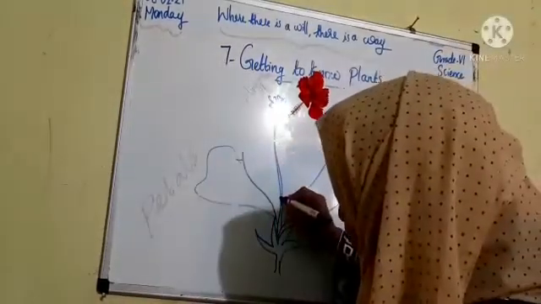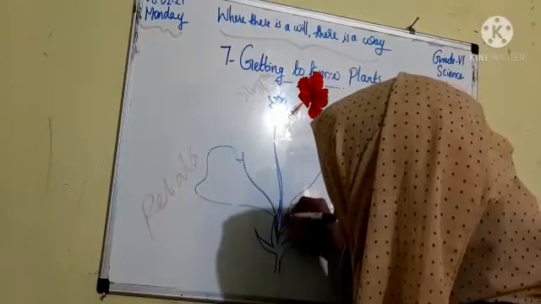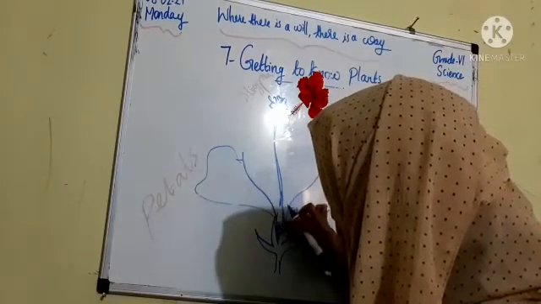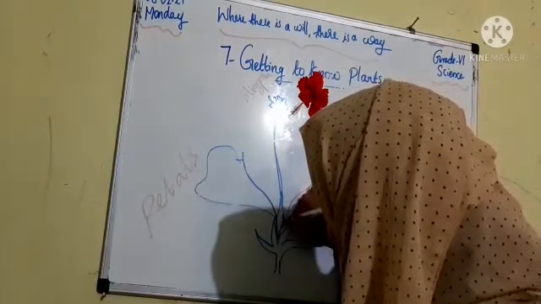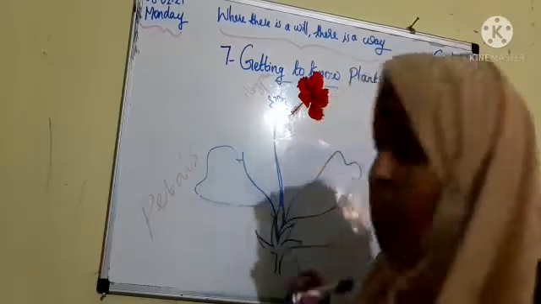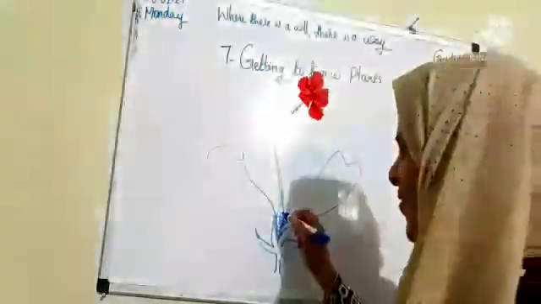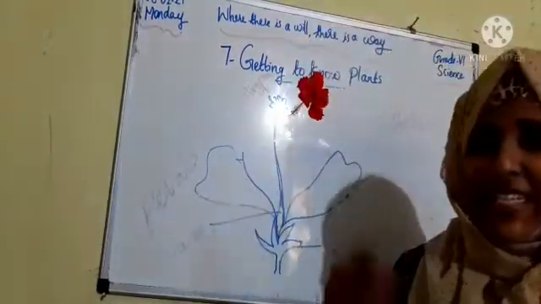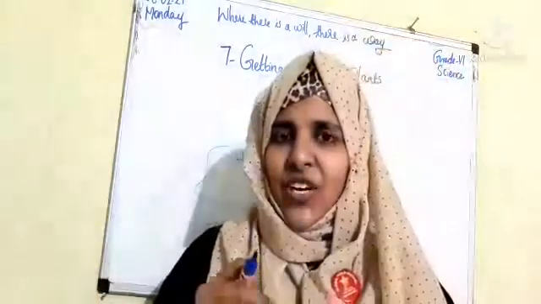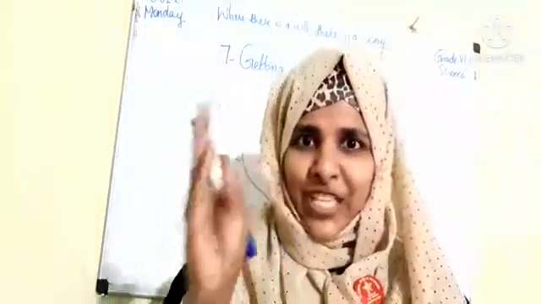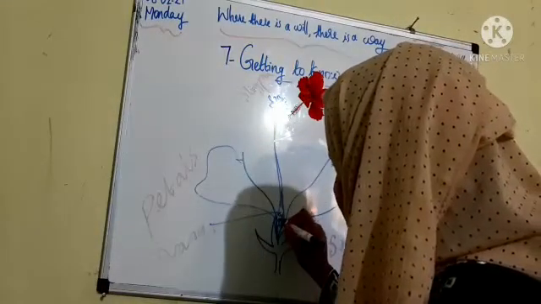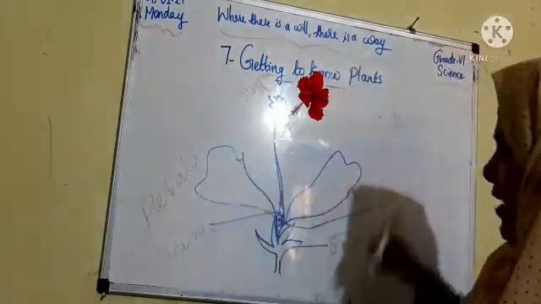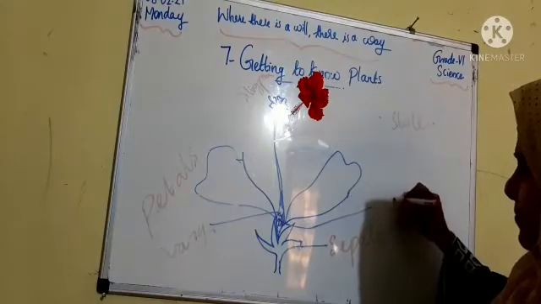Then here a swollen part, right? What do we call this swollen part, children? The swollen part of a pistil we call the ovary, right? Inside of the ovary we can see a bead-like structure that we call, yes, absolutely, ovule. It's a bead-like structure that we call ovule.